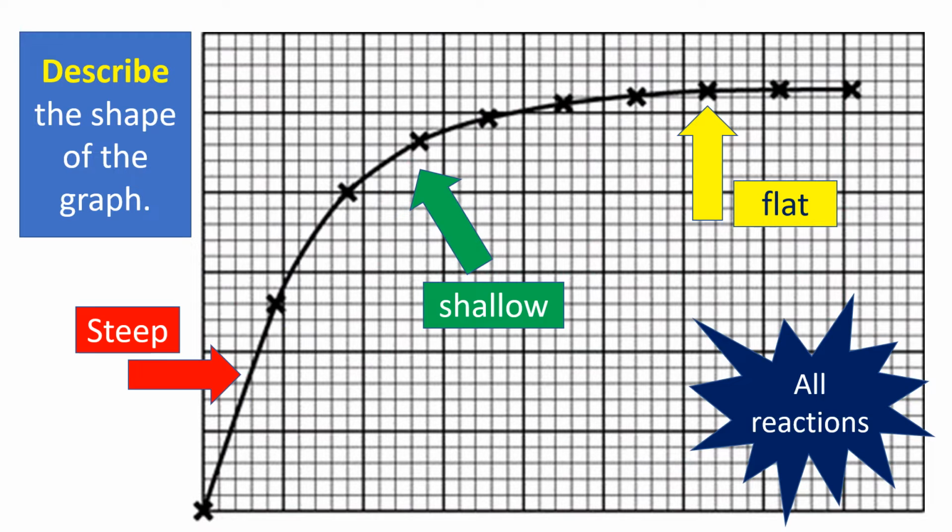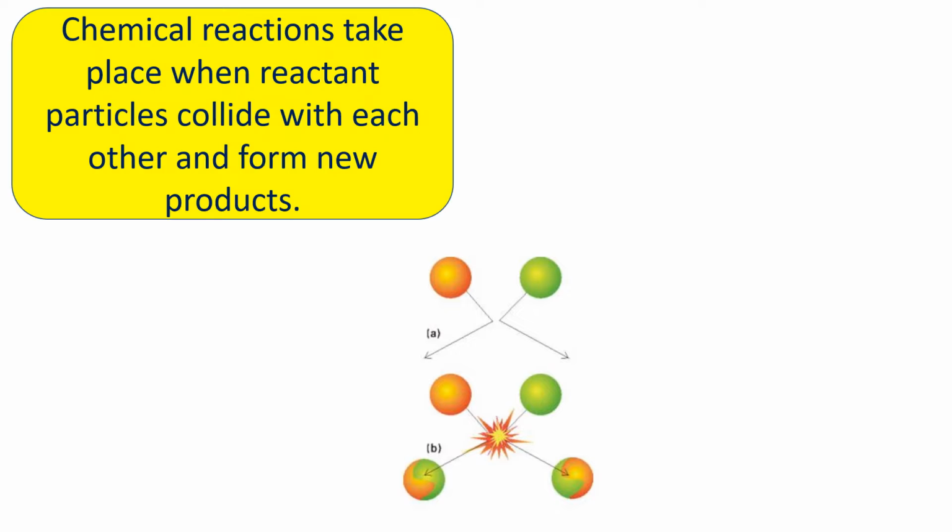The good news is this shape is the same for all chemical reactions. It always starts off steep, it always curves into a shallow line, and then it always flattens out. The bigger question is, why does that happen? So let's consider chemical reactions. They take place when reactant particles collide with each other and form new products.